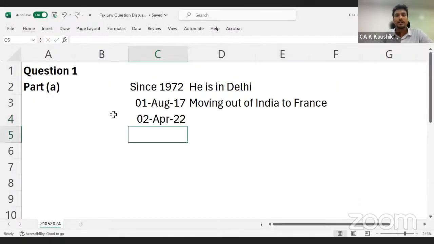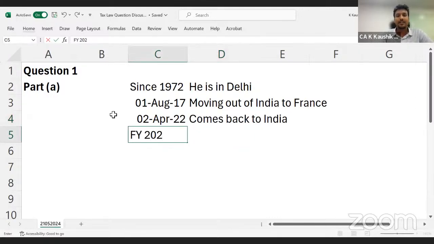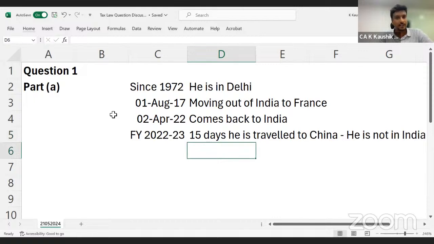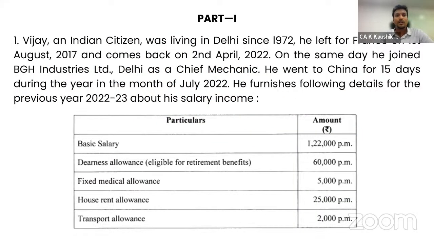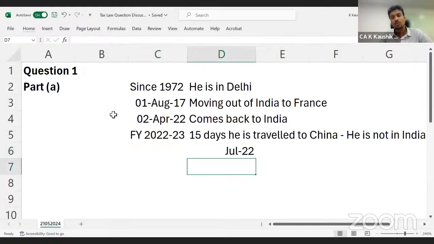2nd April 2022, he comes back to India, and during FY 22-23, for 15 days he traveled to China, which means he is not present in India for this period. What else has been given during the month of July 2022? In July 2022, he has gone to China.